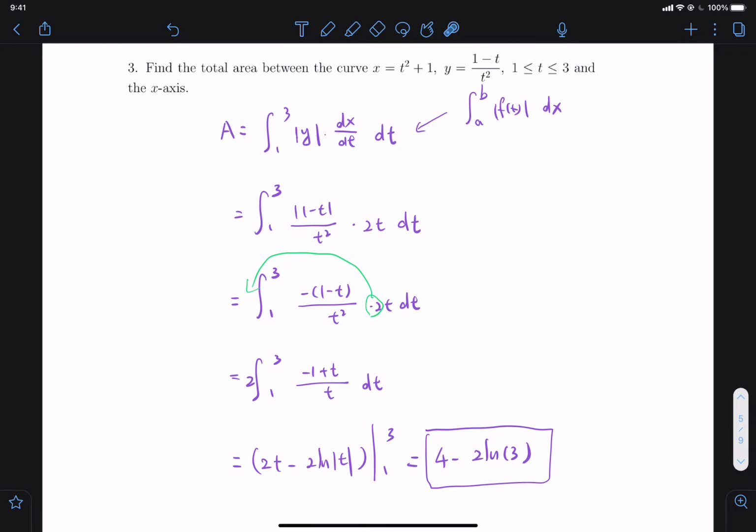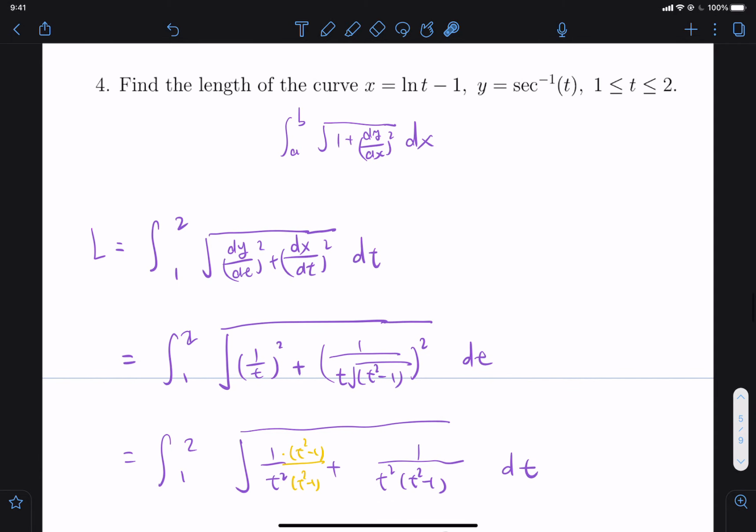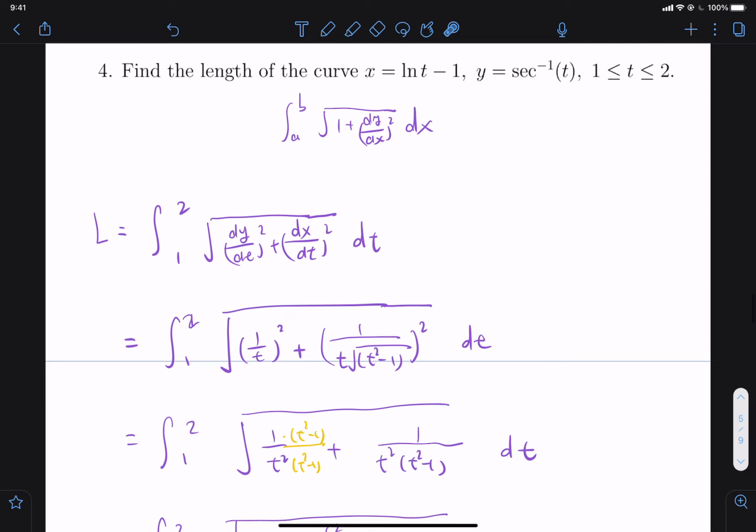And so I think now we can move on to the next question. Question 4. Find the length of the curve x equal to ln minus 1 and y equal to secant inverse t, where t is from 1 to 2.